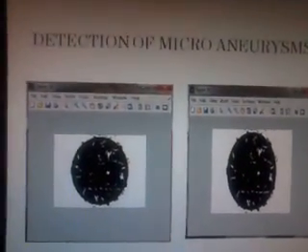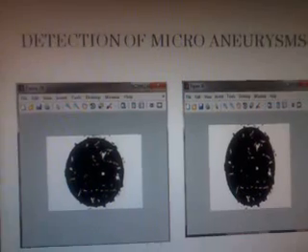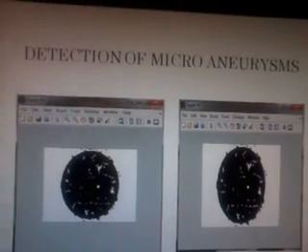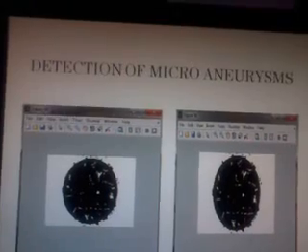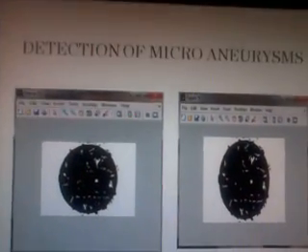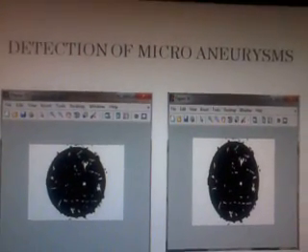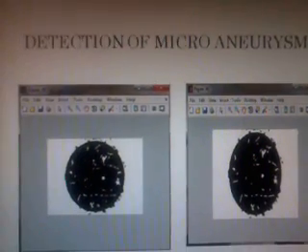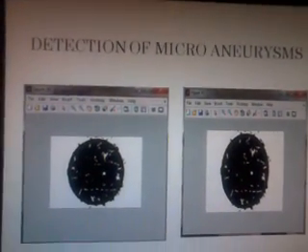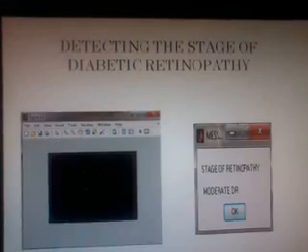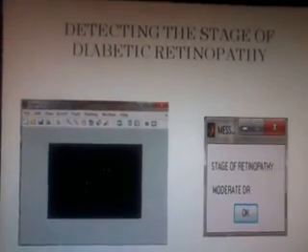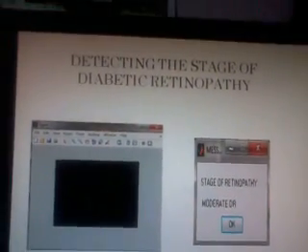After locating the optic cup and disc, finally we are finding out the severity of the diabetic retinopathy disease. For this we need the number of microaneurysms present in the fundus image. So we are detecting the microaneurysms with the help of the extended minima transform. With the help of the microaneurysms present in the fundus image, we are finding out the stage of the diabetic retinopathy.